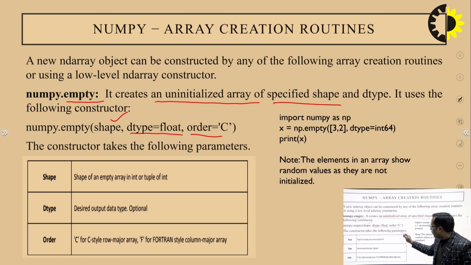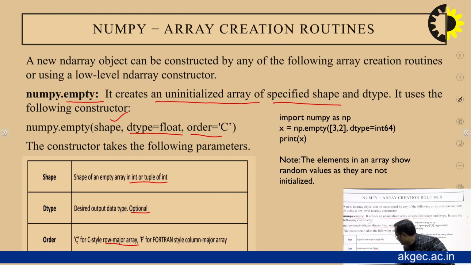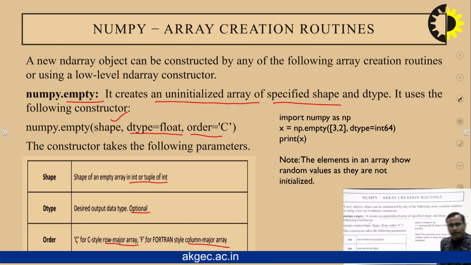So the constructor takes the following parameters. The shape parameter is the shape of the empty array in integer or tuple of integers. And dtype is optional. If we want to specify a particular data type, we can provide the dtype parameter also. And order: as I have said, we can specify the order. We can provide the row major order by providing the value C, and if we want a column major order, we have to provide the value F in the order parameter.